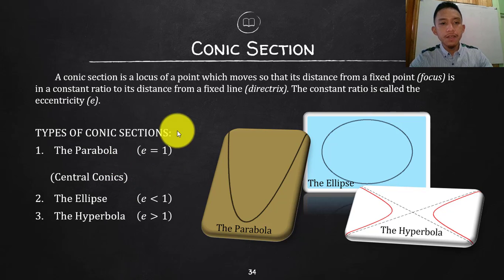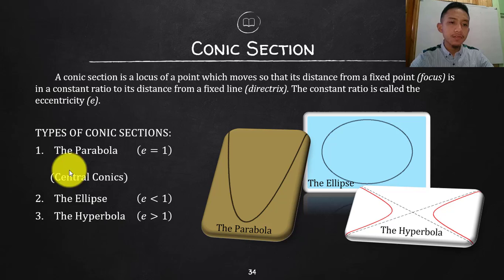We have here your first type, the parabola. The eccentricity of that is always equal to 1. That is the uniqueness of the parabola. For that to be a parabola, the ratio of the distance of all the points to the focus and to the directrix is always constant, which is equal to 1. It means that the distance to the focus and the distance to the directrix are the same, so that your ratio is 1. So that is the parabola, and this is an example of the parabola curve.